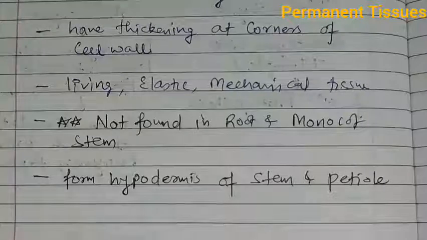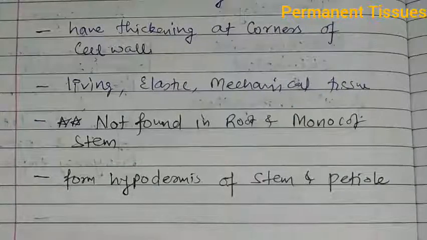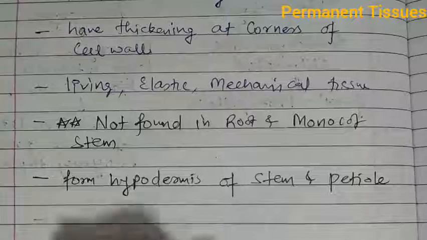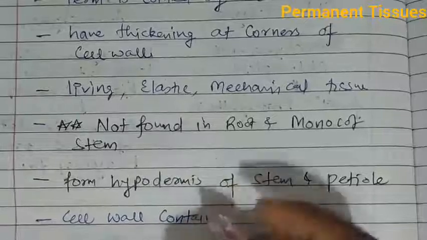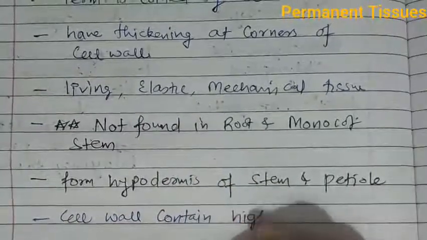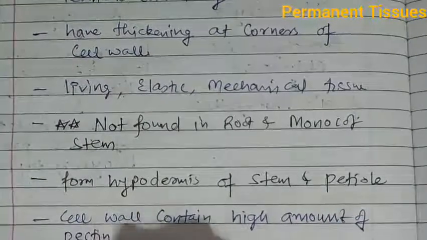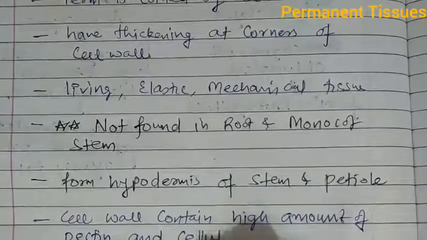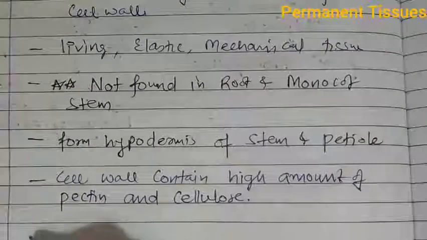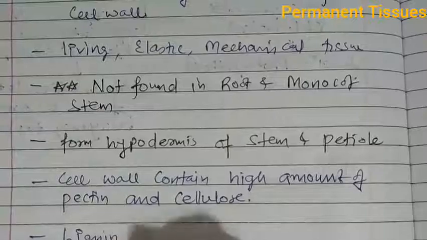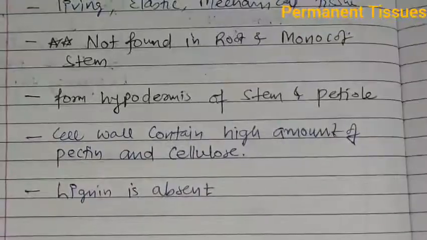Now their cell walls are thickened due to the deposition of pectin and cellulose. So the cell wall contains a high amount of pectin and cellulose. In this, lignin is absent. Why? Because lignin is usually found in dead cells. In living cells, lignin deposition is not found.